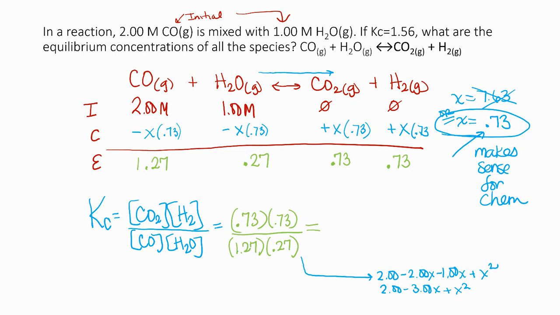I get 1.55, so that is very close to the 1.56. That's just a rounding thing. So we're good, right? That is how we double check ourselves. We did the problem correctly. So these are the equilibrium amounts.